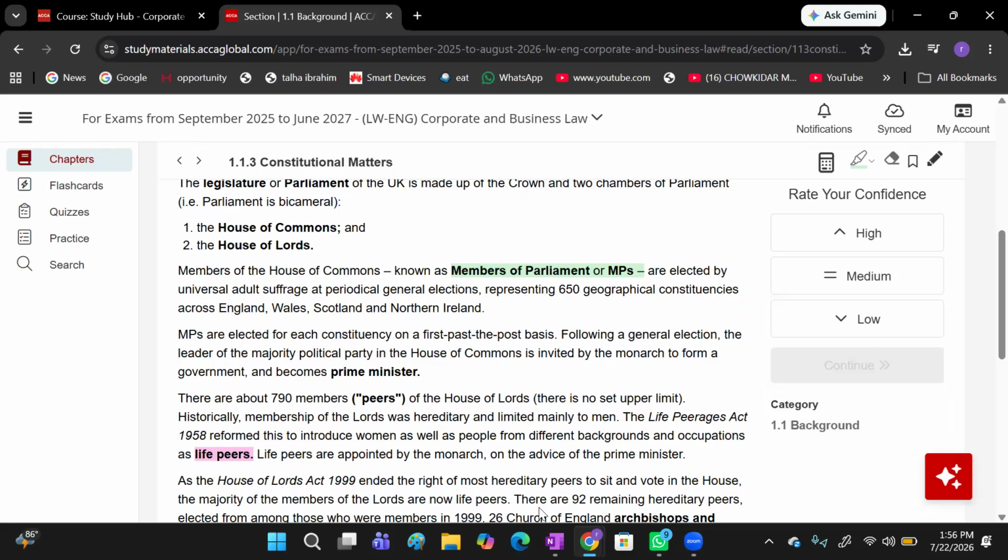There's a general election, and whichever political party has the majority of votes will then form the government, and the political party which has the minority of votes will be in opposition.